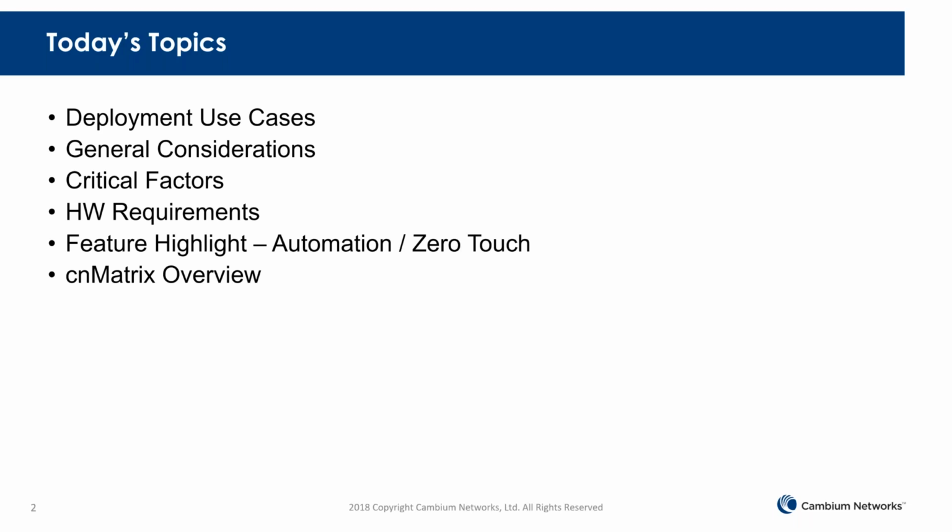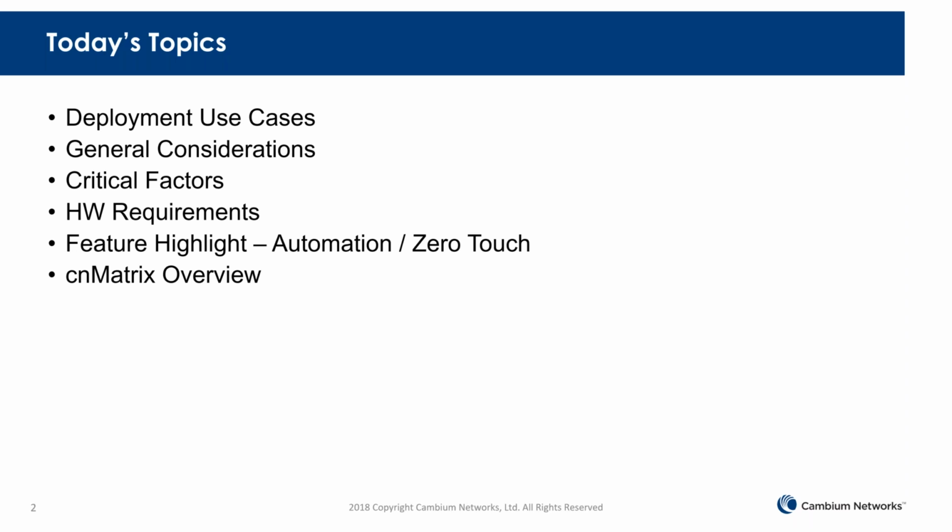Okay, here's some of the things I want to cover today. I'm going to jump right into the deployment use cases to get a rough idea of how these Ethernet switches are meant to be used. I'm going to talk to you about some of the general considerations you should take into account when buying, purchasing, and deploying these switches, critical factors to look out for, some of the hardware requirements as well as the software requirements you should be aware of. And then I'm going to wrap it up and highlight a feature that I think everyone should be aware of and be looking out for when you do buy your Ethernet switches. And that's related to automation and zero touch. And then at the very end, I'll just put a summary slide up of the CN Matrix portfolio, which is the Ethernet switching portfolio at Cambium.